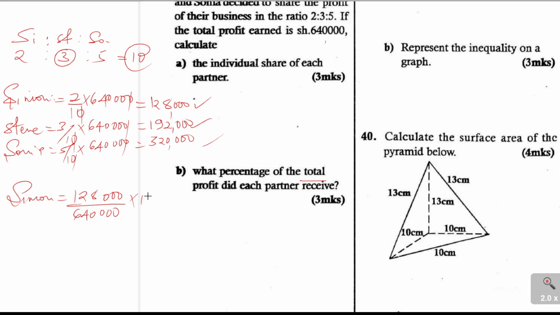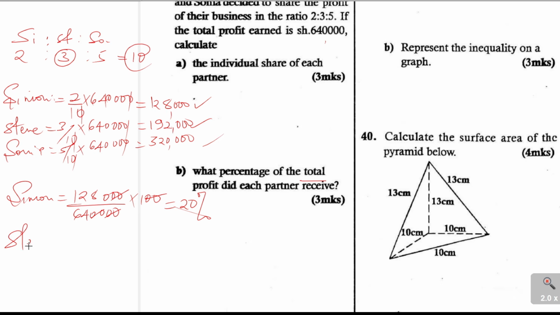640,000 times 100, like that. So this one will give those two zeros and those two zeros. So we have 100 and these are 1280 divided by 64. So these will give 20%.